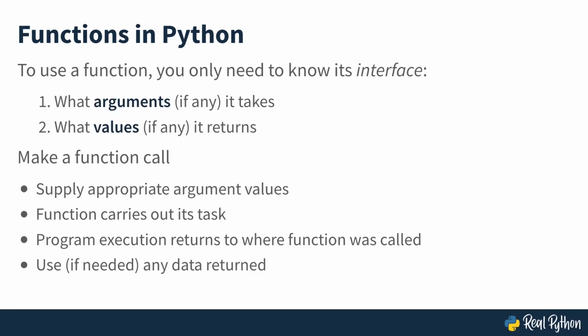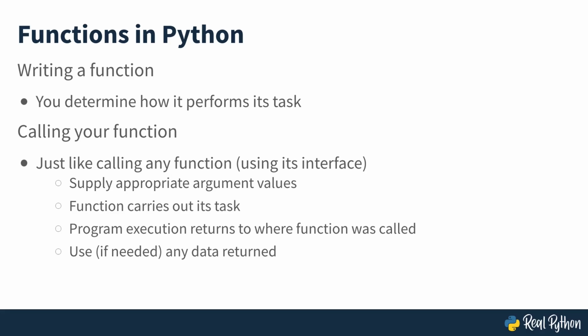When you use a function, which we call invoking or calling a function, you only need to know its interface. Its interface consists of what arguments, if any, are passed to the function, and what value or values, if any, that it returns. When you make a function call, you provide the function name and then supply appropriate values for the arguments that are expected. Then the function carries out its task. You don't need to know how that's done. You just need to know what it's supposed to do when it's finished. When it is finished, it returns to the spot in your program where you called the function, and then you use, if needed, any of the data that it returned.